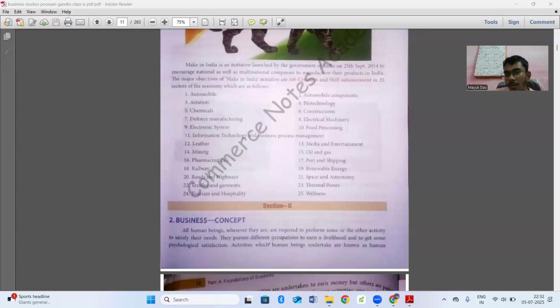Yes, different occupations are there, different professions are there. Like medical is a profession, engineering is a profession, legal practice is a profession. Then other professions are there, like businessman, chartered accountants. Many reputed professions are there in our India.